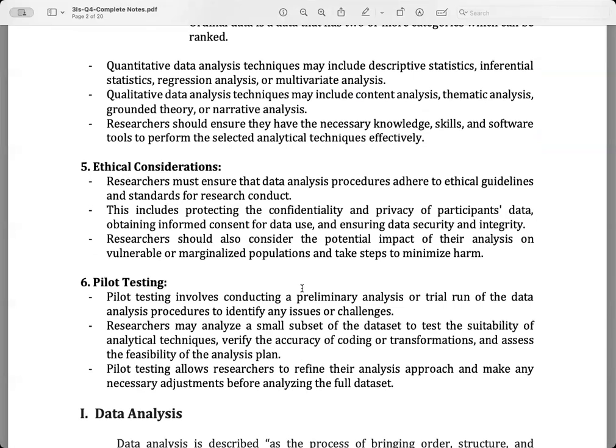Now, going back into your chapter 3, you have already designated all those ethical actions or ethical considerations aligned to your study, and you must ensure that these data analysis procedures adhere to ethical guidelines. The ethical considerations would really depend on the type of involvement that you would have, especially if you're dealing with human participants, and to how much extent they will be involved in the study. So that would ensure data security and integrity as well.